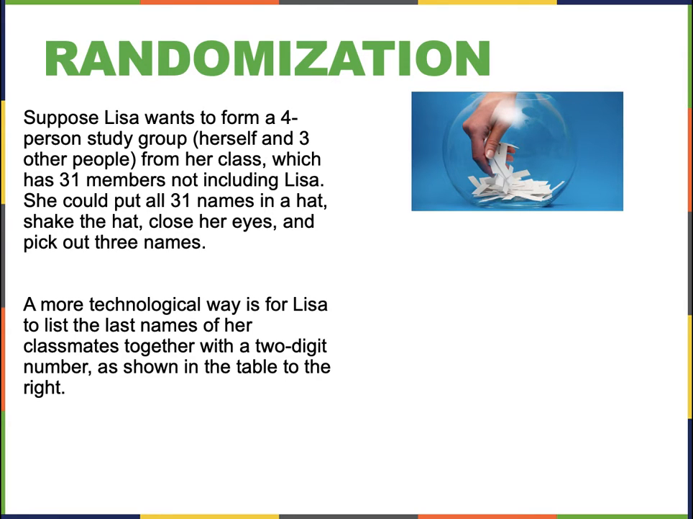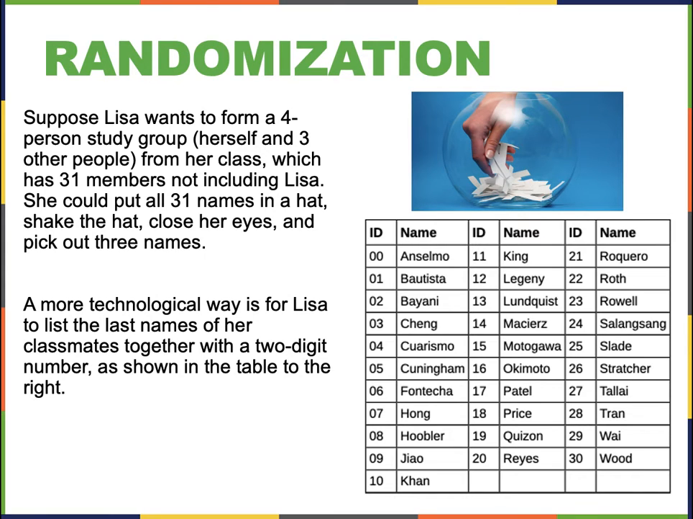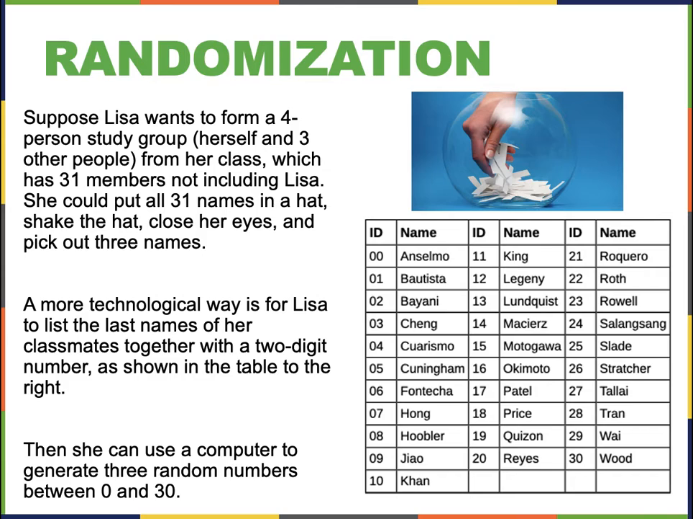A more technological way is for Lisa to list the last names of her classmates together with a 2-digit number, as shown in the table to the right. Then, once she has this list, she can use a computer to generate 3 random numbers between 0 and 30. This is actually a more common way in the real world. Usually when we want to generate a random sample, we use technology to help us do that.